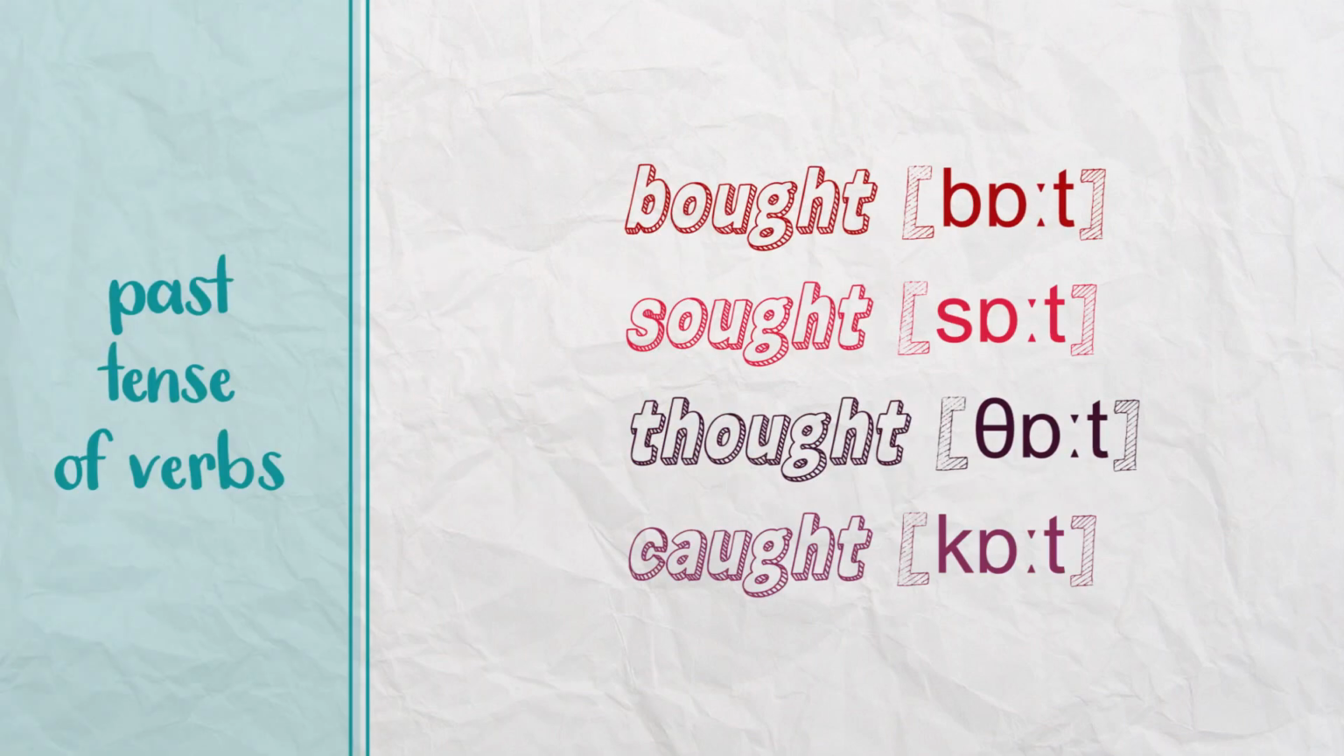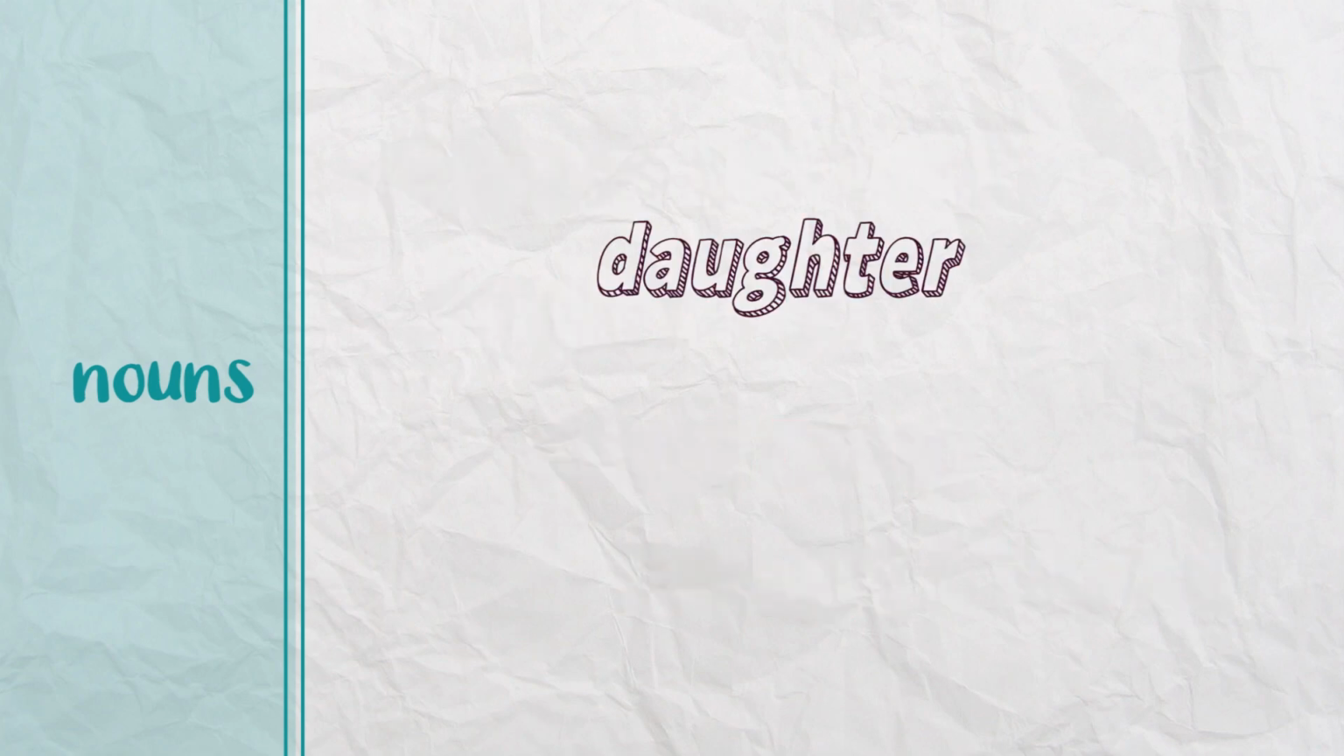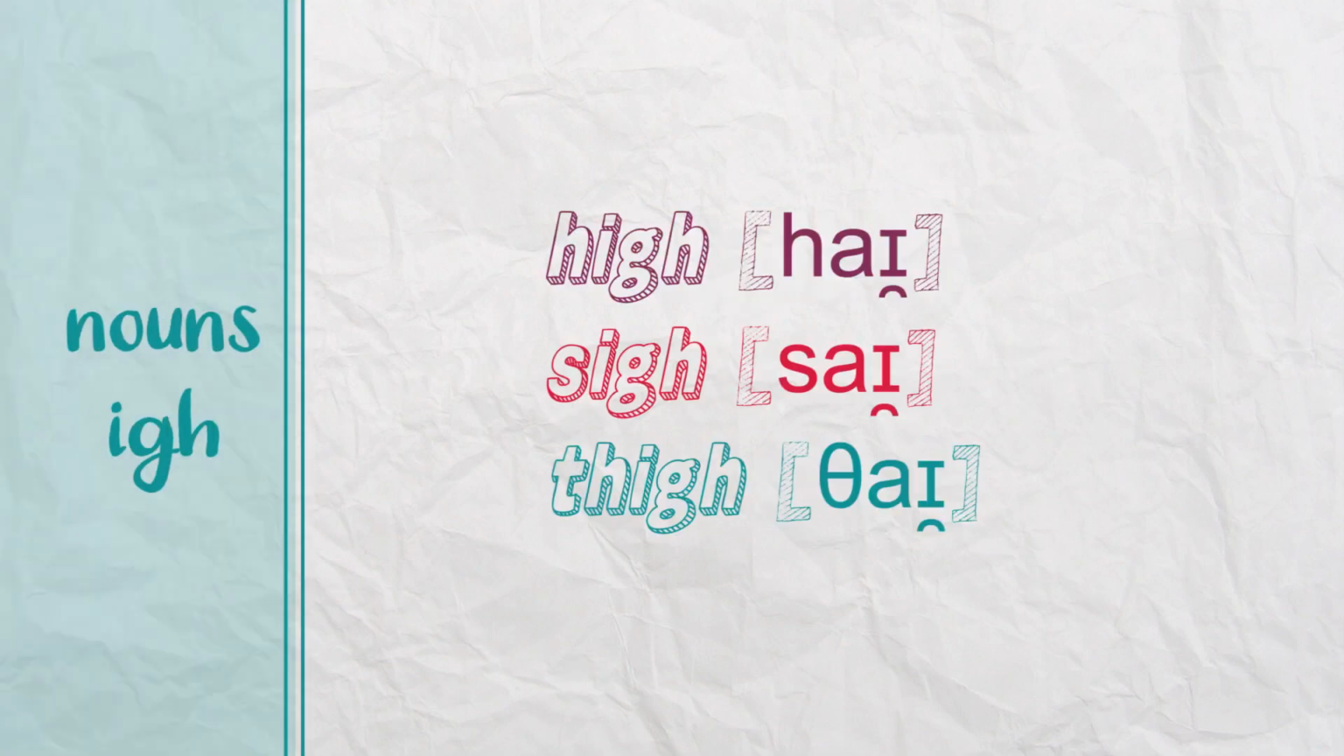I started with verbs that are past tense of something, but there are other words which are not like that, but they still have a GH which is silent, including the word although, bow, and the word dough, borrow. The word daughter. Words such as high, sigh, thigh.